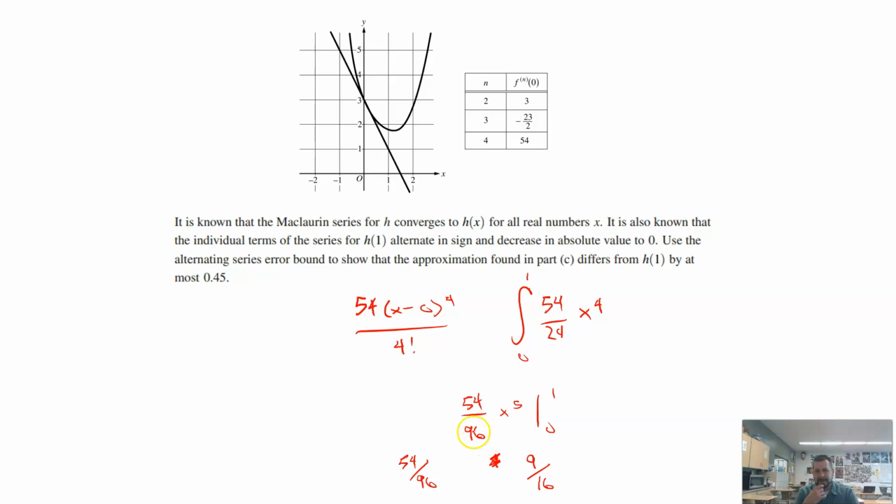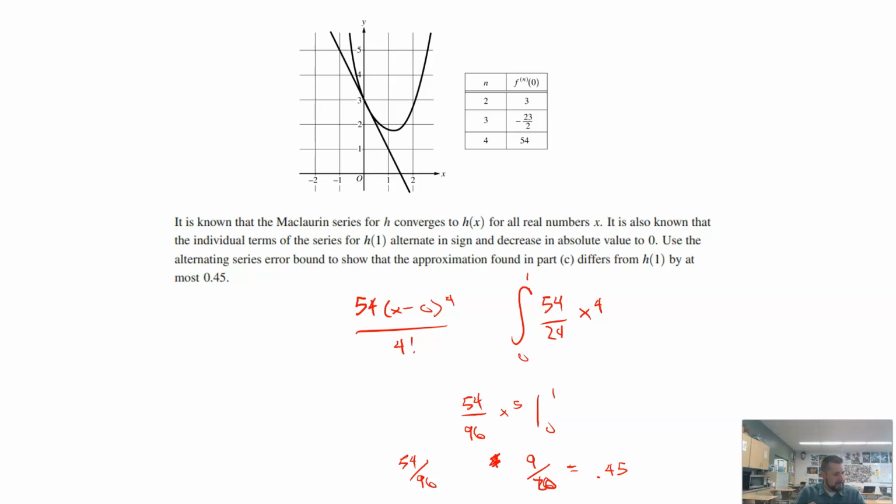What did I do wrong? I probably multiplied something together wrong. Anyway, you should have gotten 9 over 20. I don't want to take the time to find where I made my mistake there. But that is equal to 0.45. That's at most, because it's the alternating series error bound. It's really bothering me where I got this wrong.